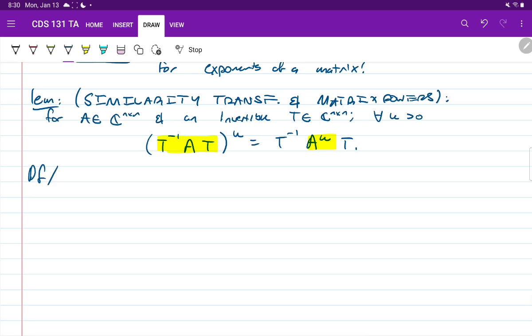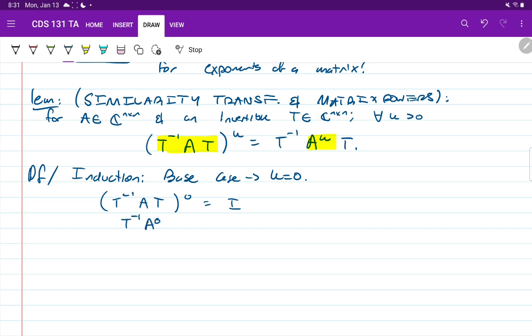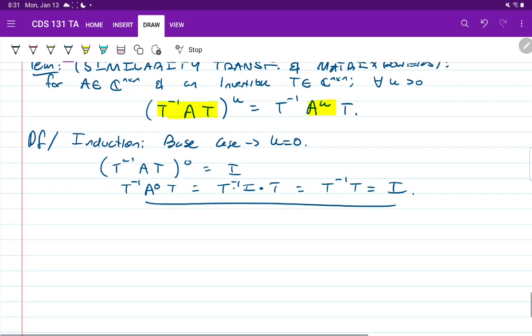All right, so proof. This proof will follow by induction. So for the base case, you have k equals 0. What you have is (T inverse AT) to the 0 is just equal to the identity, right? And T inverse A to the 0 times T is equal to T inverse times the identity matrix times T, which is equal to T inverse times T, which equals the identity, okay? So in the base case, these two things are equal to each other.